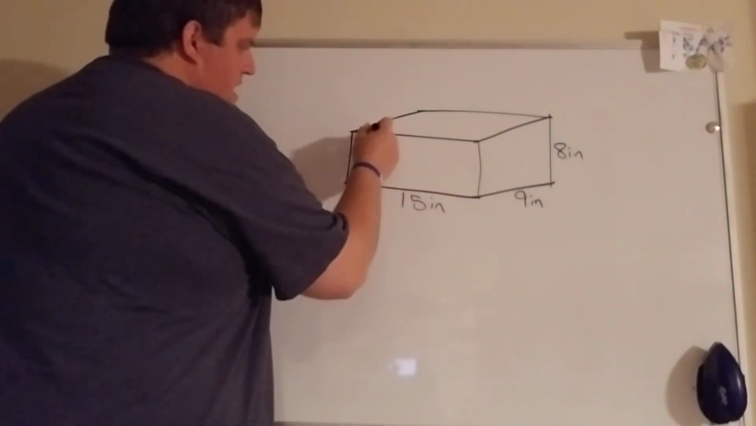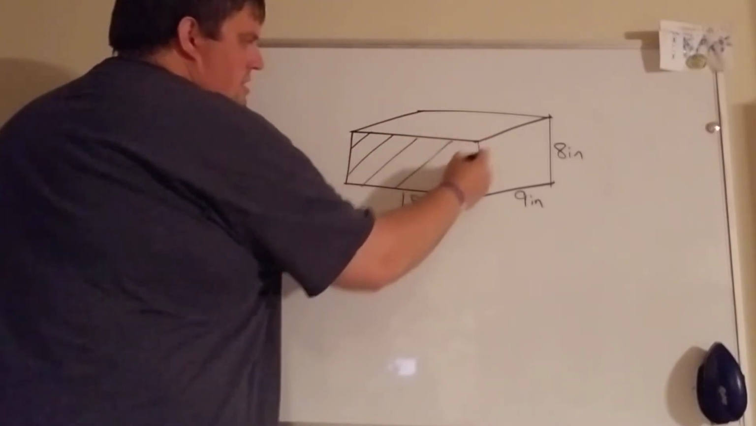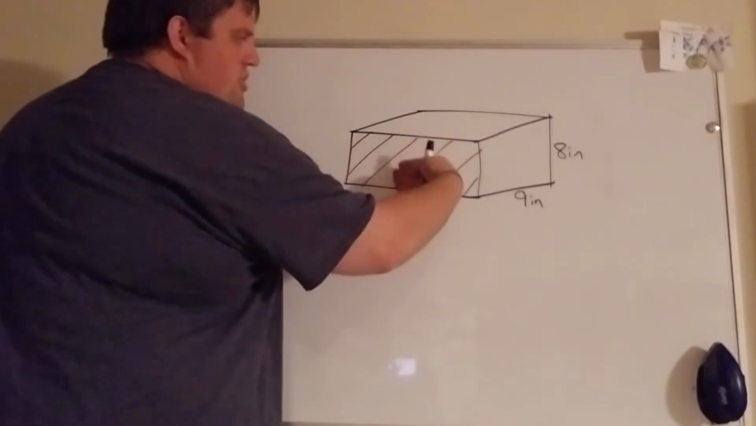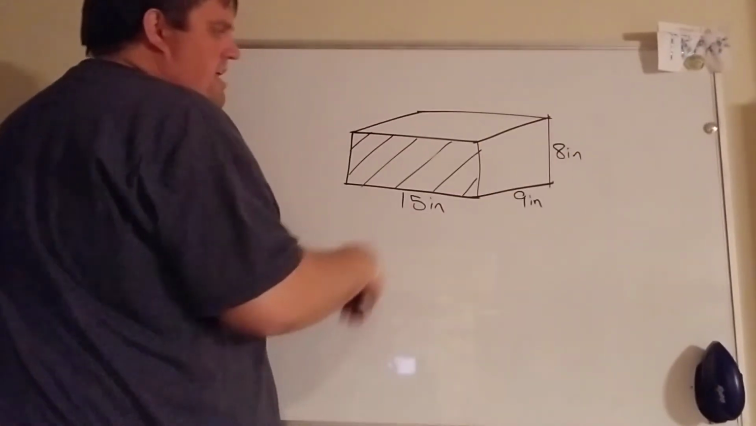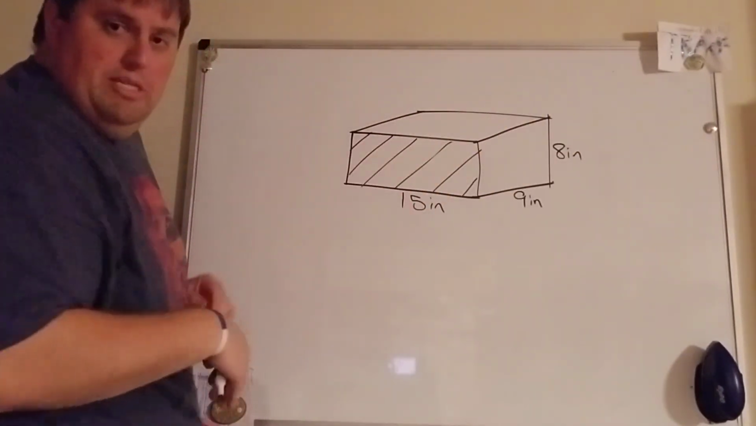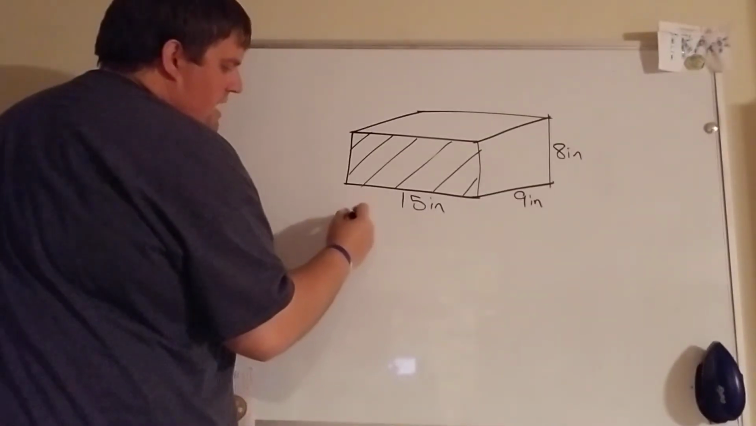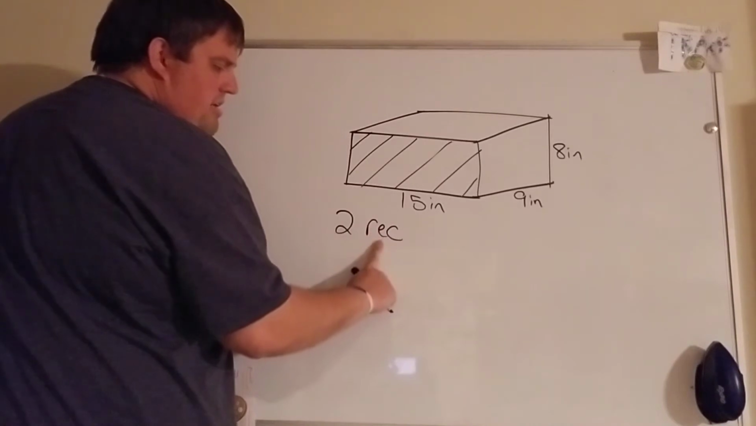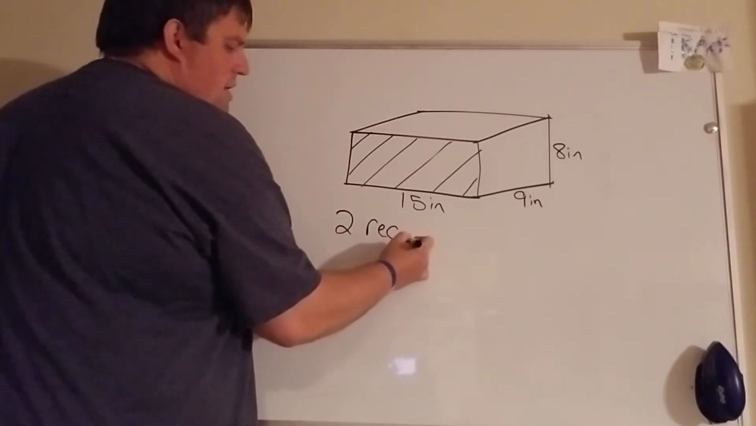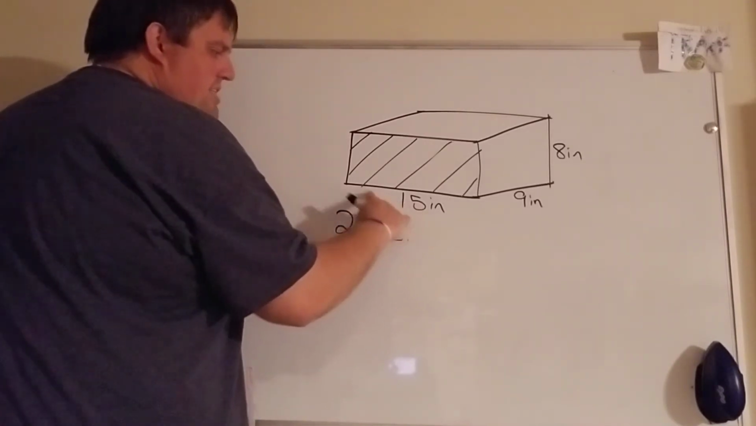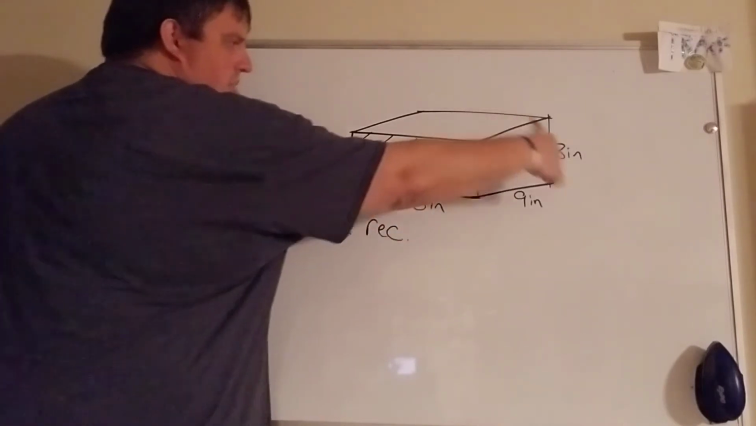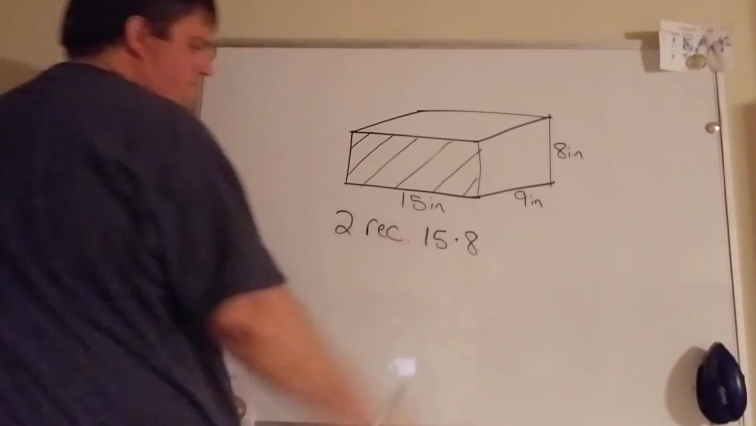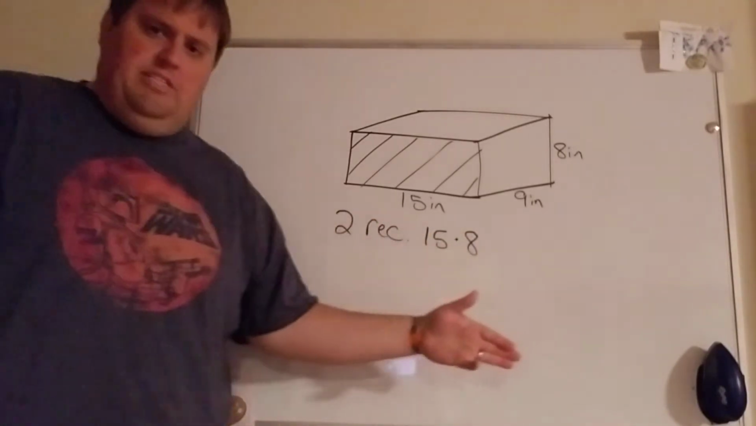So for example, see if you can follow this. I have this rectangle right here, right? In fact, I have two of those rectangles, because the front is going to be congruent to the back. So I'm going to set that up as two rectangles. I write how many there are, what shape it is, and then how I find the area of those. In this case, length times width, so those are going to be 15 by 8. So two rectangles that are 15 times 8.